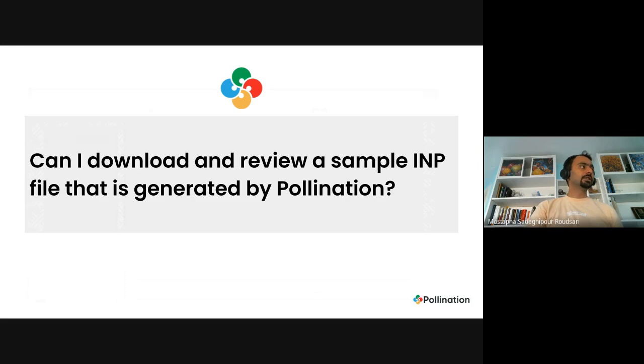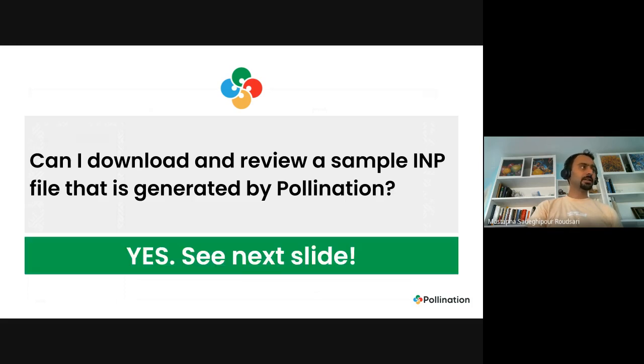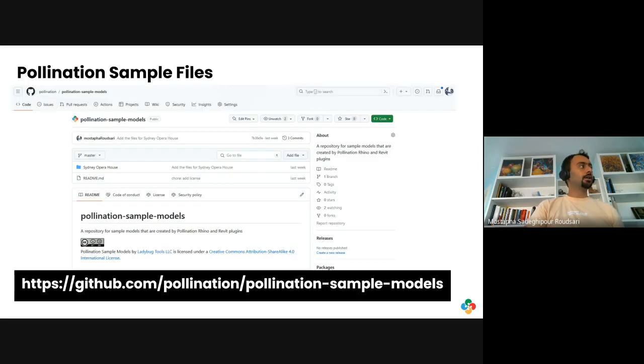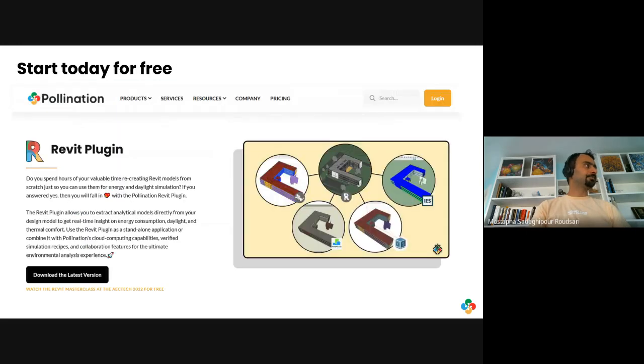Can I download and review a sample IMP file that's generated by Pollination? Yes, you can download all of them. I already have all the Sydney Opera House ones on GitHub. I will upload all the files that we generated during this workshop and presentation to the same place, so you can go and download them. If you don't want to download all the plugins and just want to see how the IMP file looks, you can do all that.